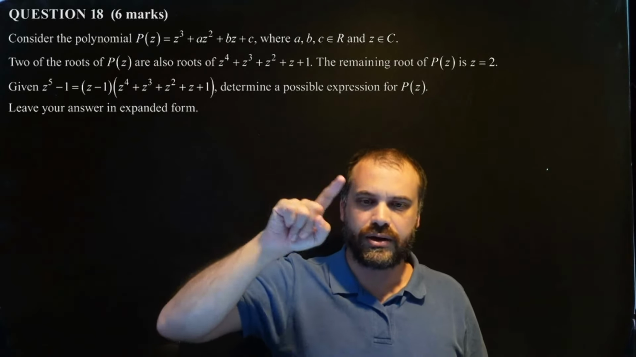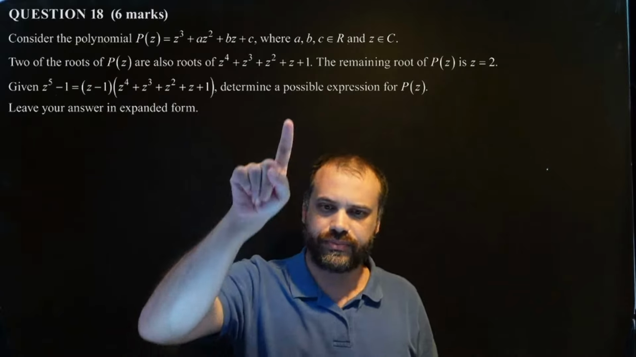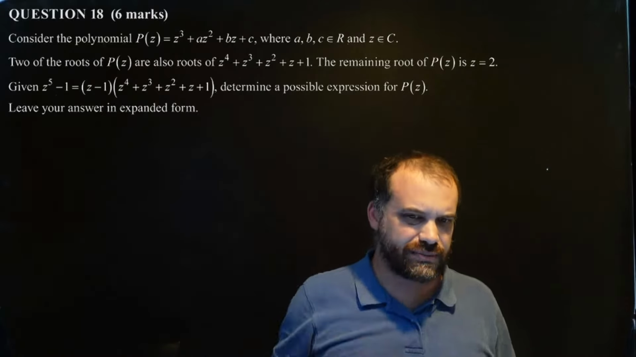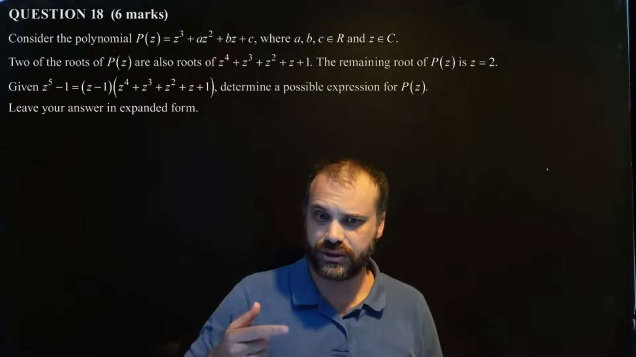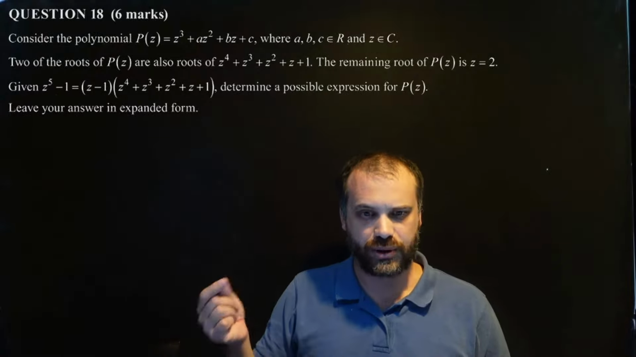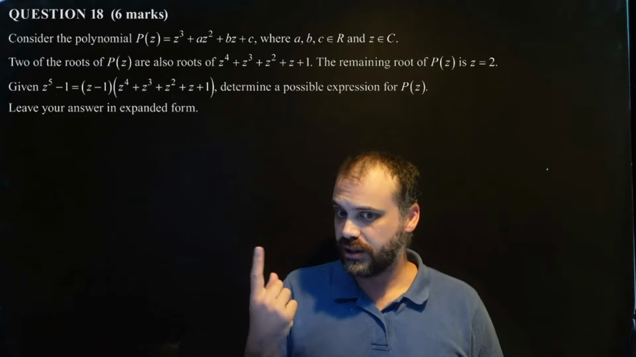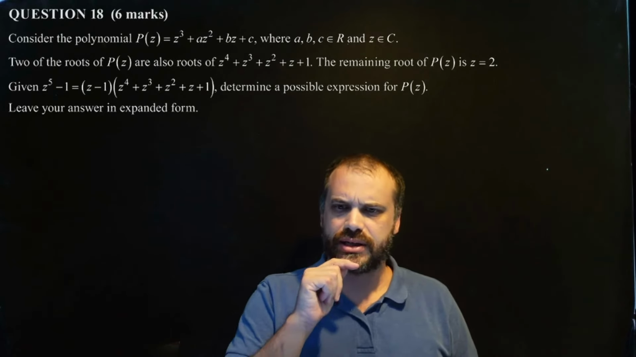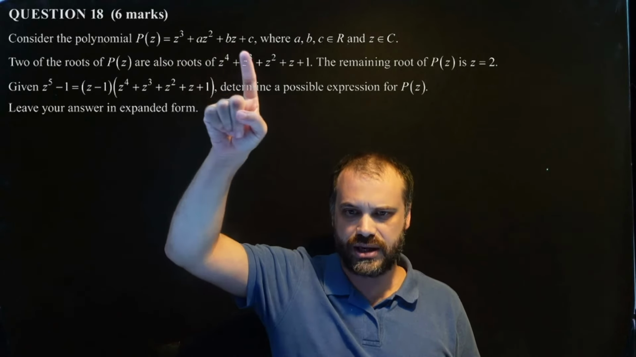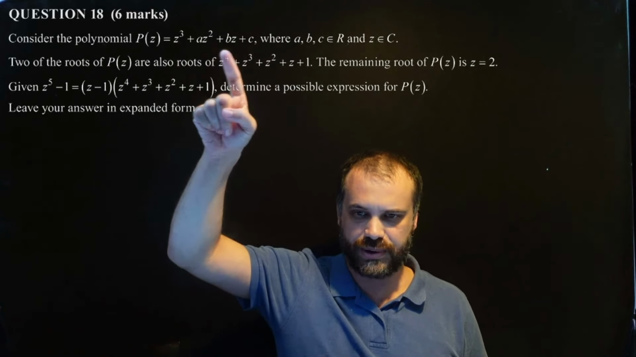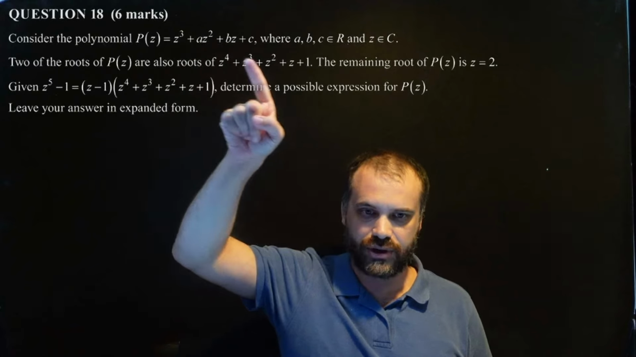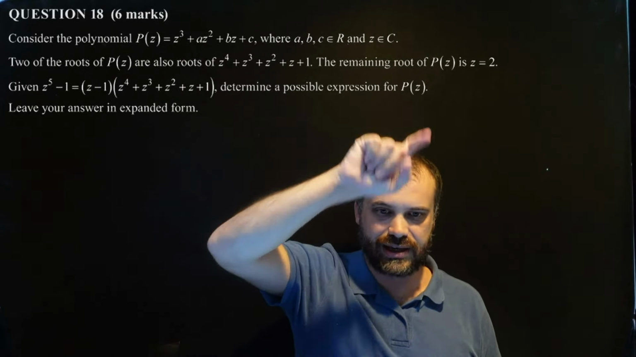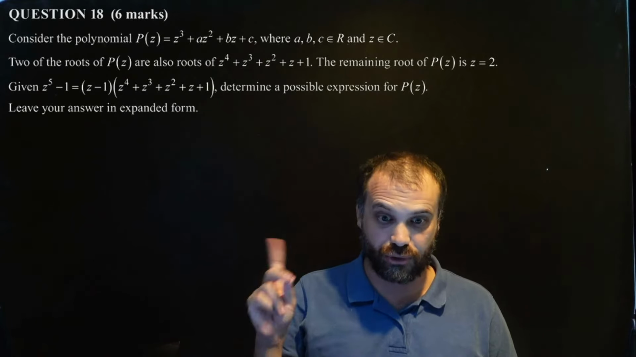All right, so, keyword, determine a possible expression for P(z). Whenever they say something like determine a possible expression, it means there's probably more than one possible expression, but we only have to find one possible expression. Okay, what am I seeing? All right, so we want to get to here eventually. We want to figure out what the expression for P(z) is, and I'm seeing that I already know something about it. I know one of the roots of this is z equals 2, so I can write something.